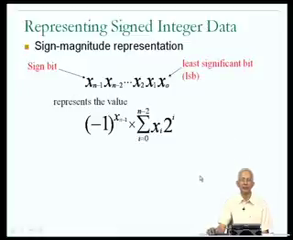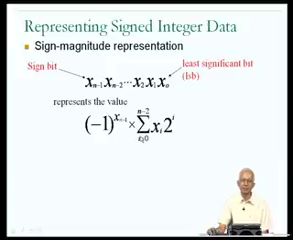signed integer. Whereas if I consider x_{n-2}, it contributes a lot in this summation, because x_{n-2} is multiplied by 2 to the power n minus 2, which is much larger than any of the other powers of 2 in this summation. Therefore, x_{n-2} is a very significant bit. It contributes significantly to the resultant value. And so this is what is known as the sign magnitude representation for signed integer data.